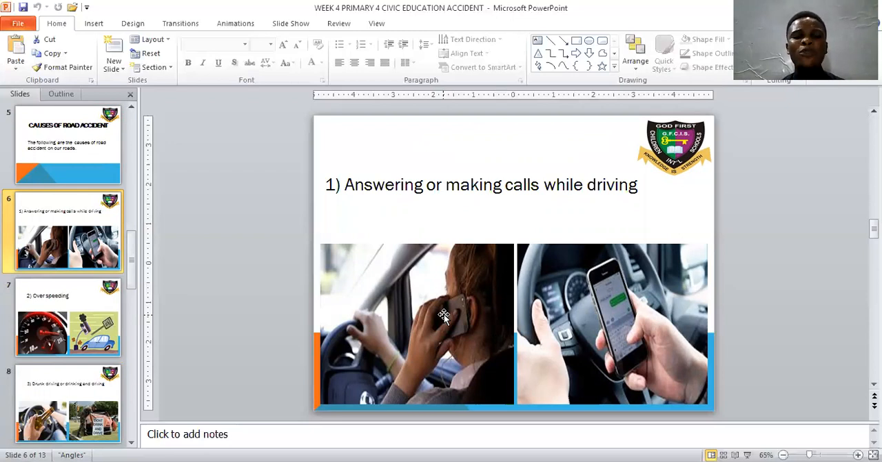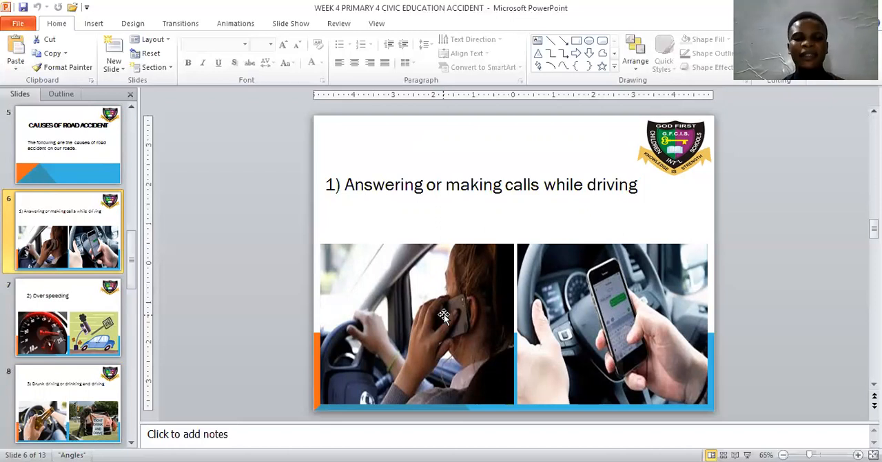It can lead to accident. What happens when you receive a call and you are driving is that you lose attention, you lose focus, because whatever the person is telling you, you'll be focused on that thing. You will not be focused on where you are going or people around you or people in front of you. Is that taken? So you don't receive calls, you don't answer calls when you are driving.